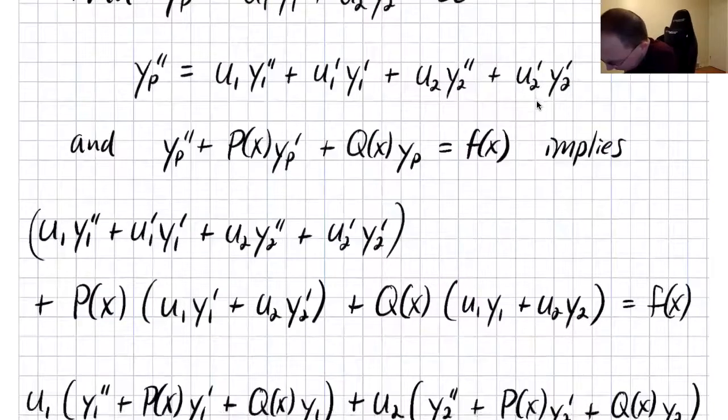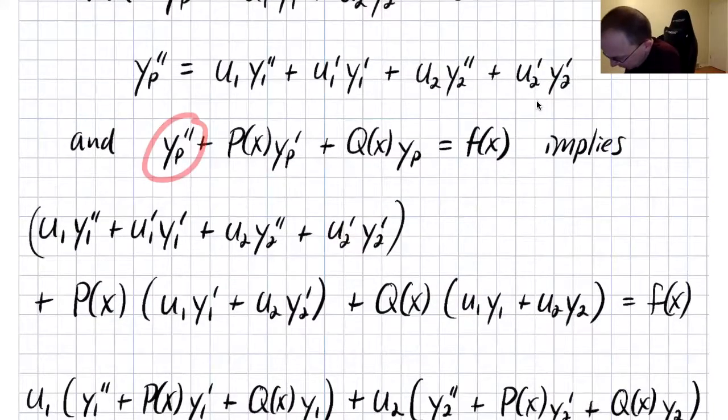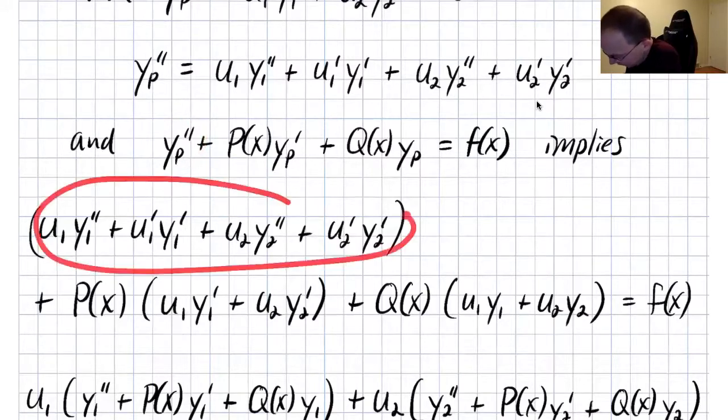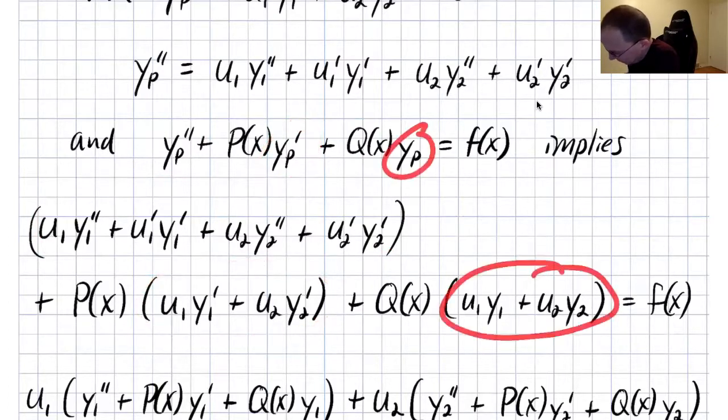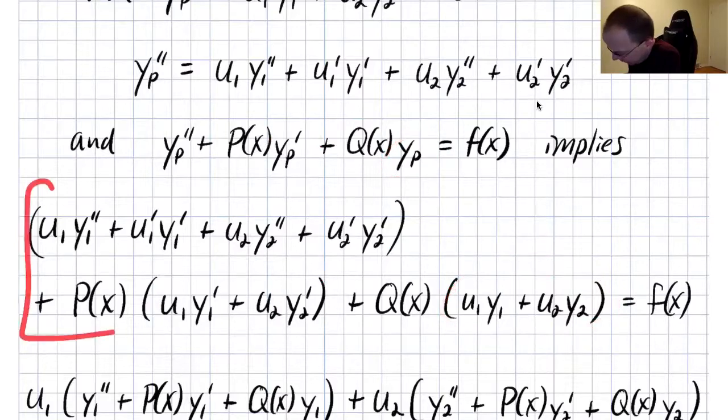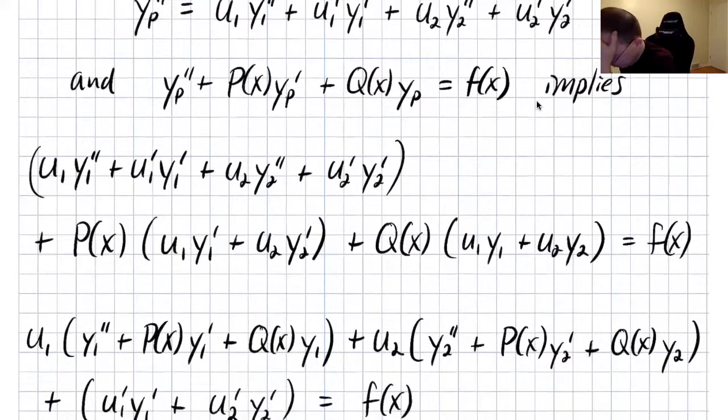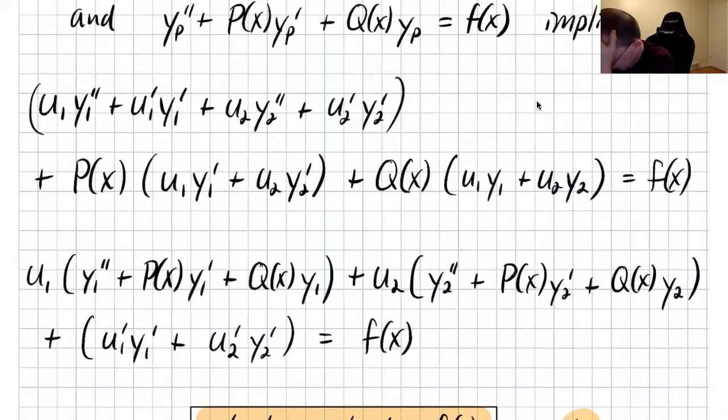So here it is. For yp double prime, substitute that expression in there. yp prime right there. yp right there. And that's it. So this whole thing right here, that's this. Now we need to reorganize this. Maybe I'll use my highlighter again to see what we're doing here.